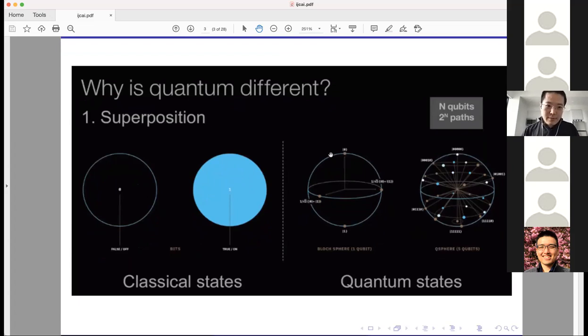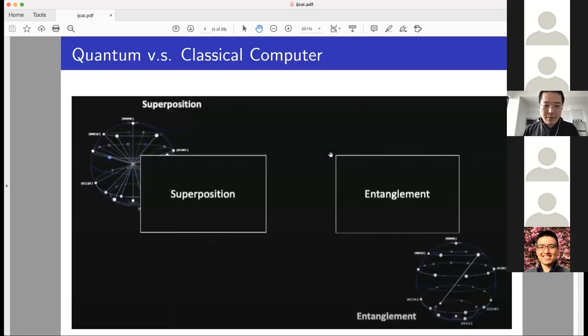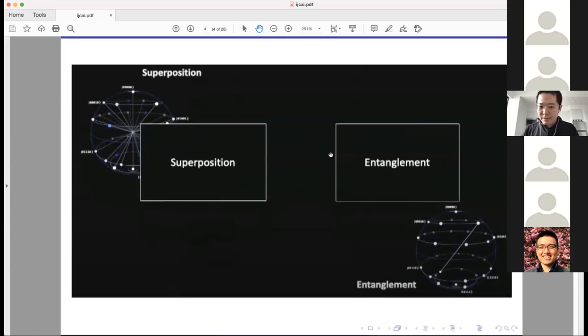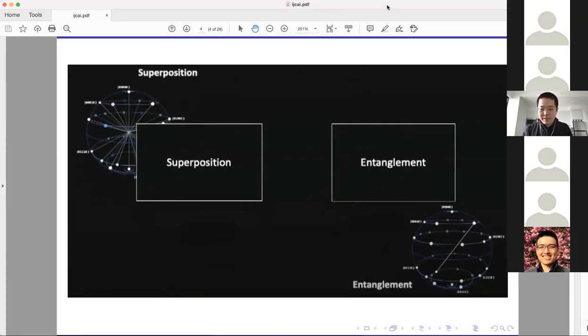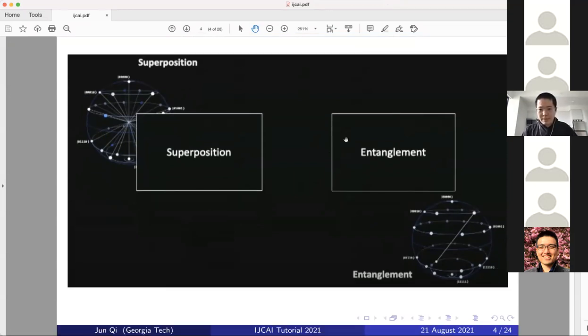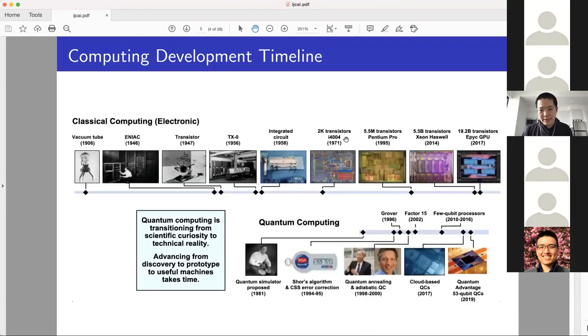The second characteristic of the quantum computer is entanglement. Entanglement means if two quantum particles get connected or entangled, a change of one state directly affects the other one. So this property we call quantum entanglement.